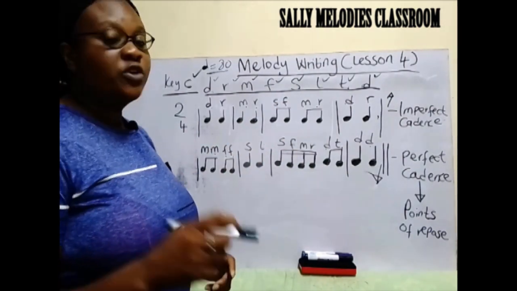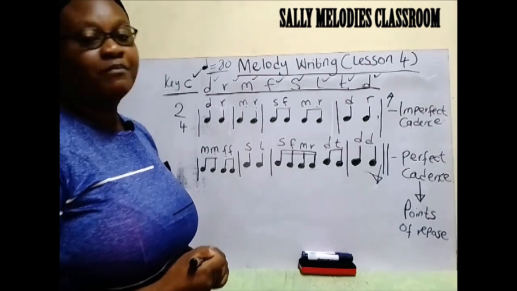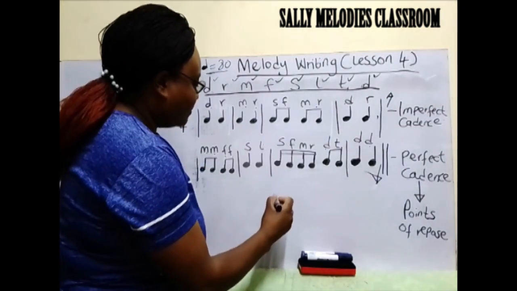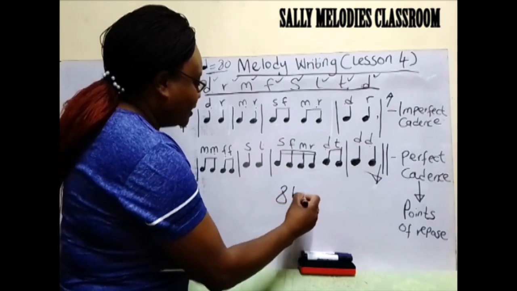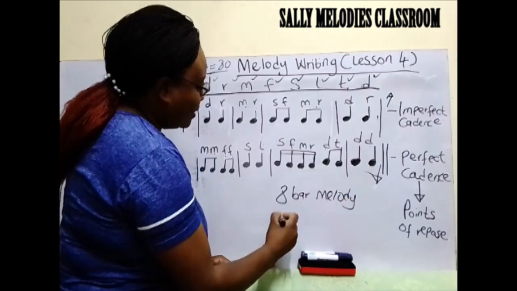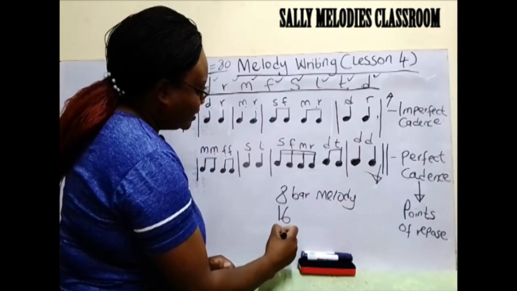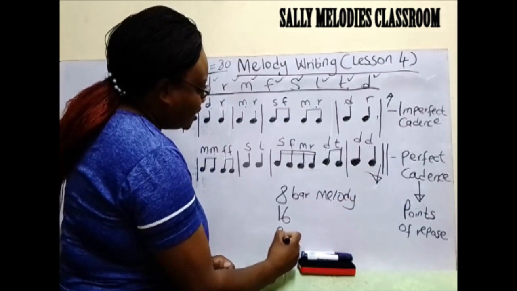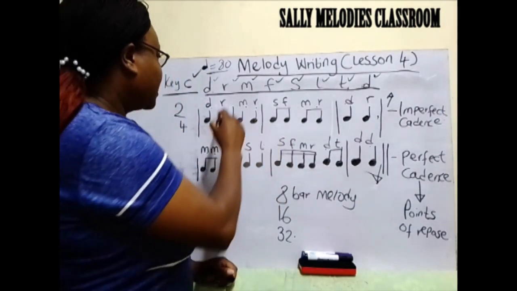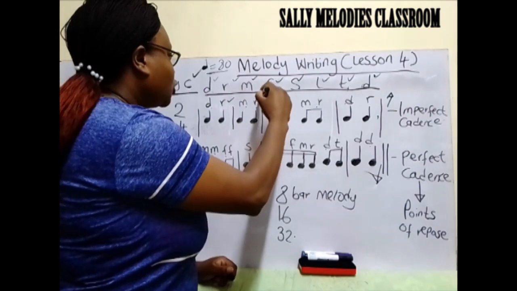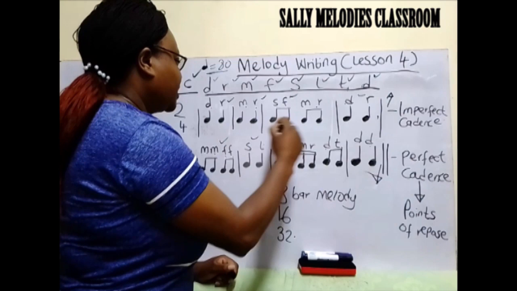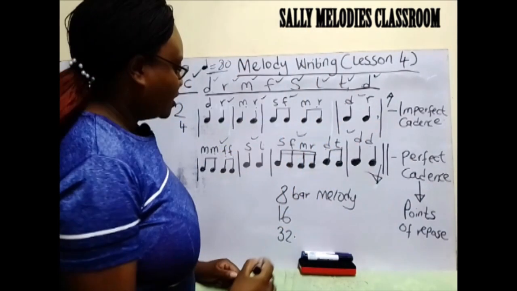And remember, when you are writing your song, we have mathematics. The number should be even. You can make an 8-bar melody. You can also make a 16-bar melody, 32. But ensure that, like mine, it is 8 bars. Bar 1, 2, 3, 4, 5, 6, 7, 8.